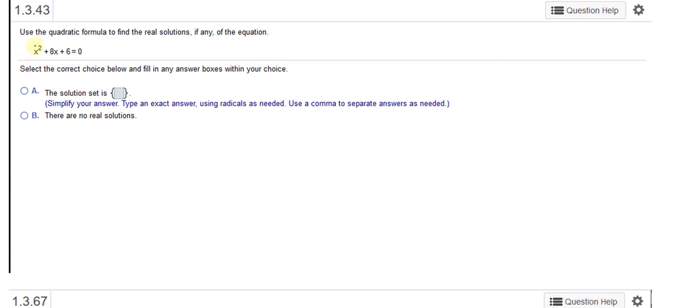Okay, the next question is use the quadratic formula to find the real solutions, if any. So let's review the quadratic formula.